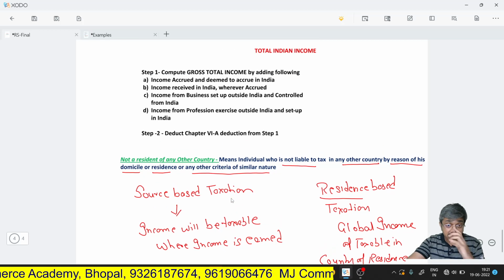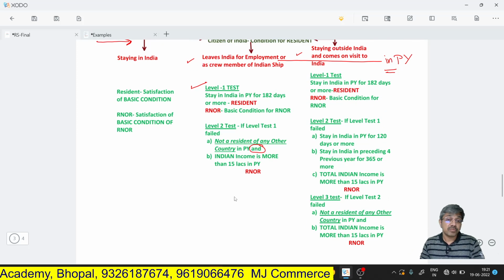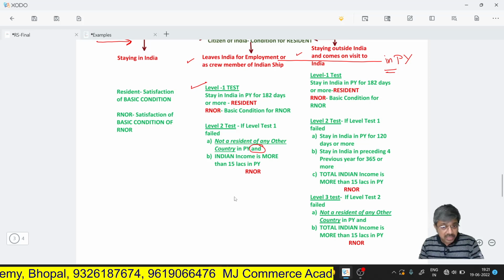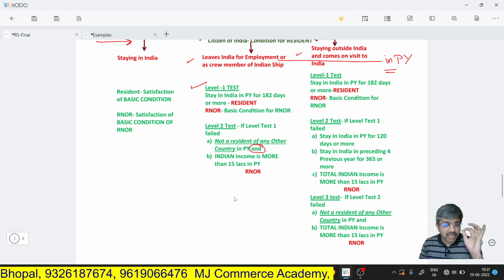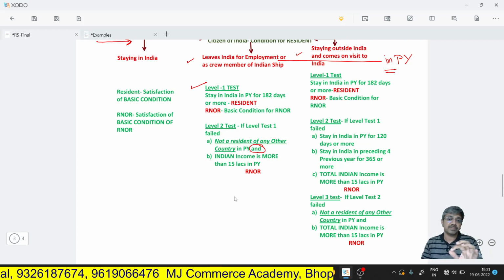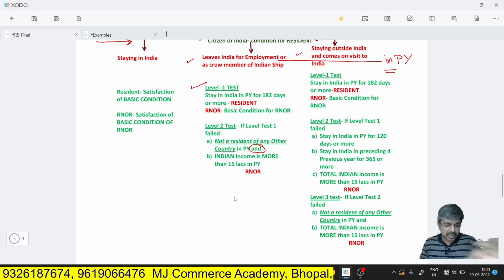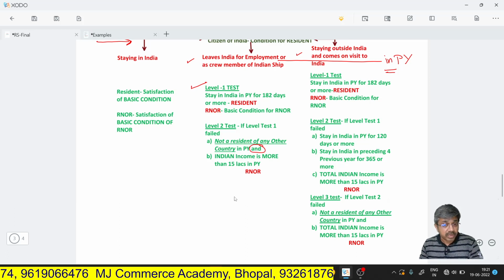I am simply saying that for determining the level 2 test, we need to only understand that a person is not resident of any other country. It means the person is not taxable in that country on account of his residence in that country. You need to understand only this concept at this level, not go into detail. And secondly, both these conditions are to be satisfied cumulatively.